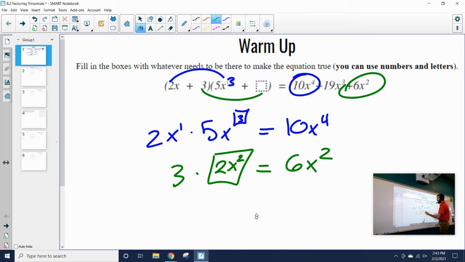And so I know my first box would have to be 3, my second box would have to be 2x squared, and those would be our 2 boxes. So hopefully you got that in the warm-up.